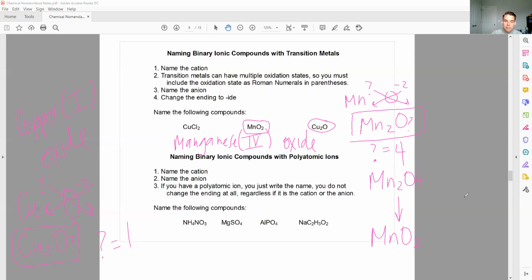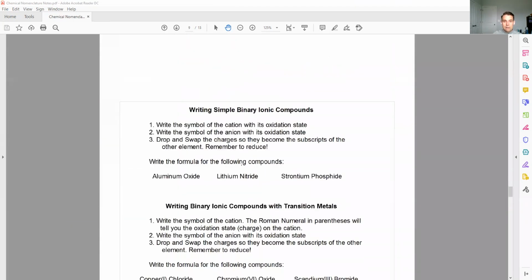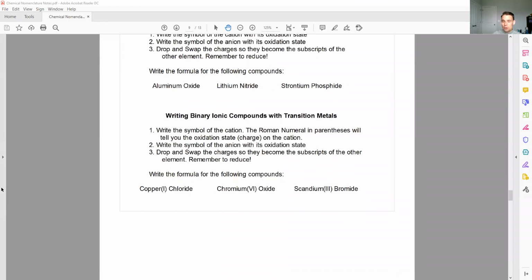So naming them is a little more difficult because you have to figure out that Roman numeral. Writing them is easier because it tells you the Roman numeral. So to write ionic compounds with transition metals, write the symbol of the cation. The Roman numeral in parentheses will tell you the oxidation state.